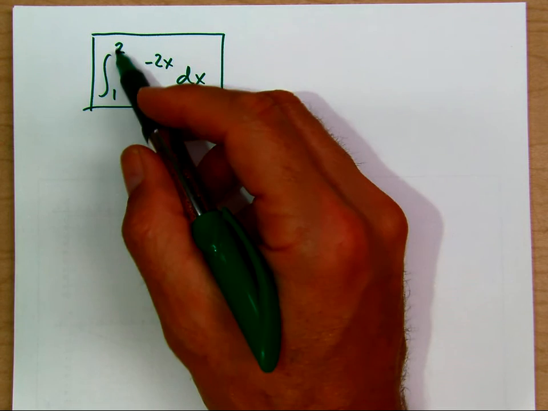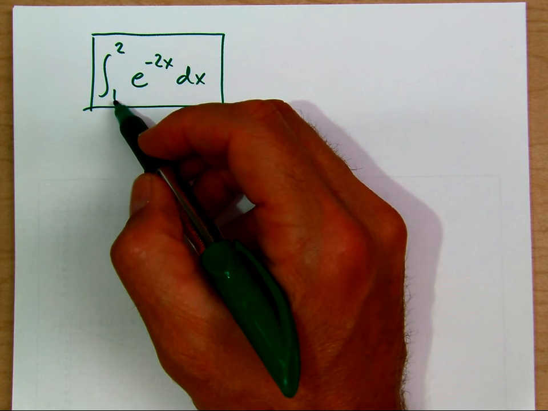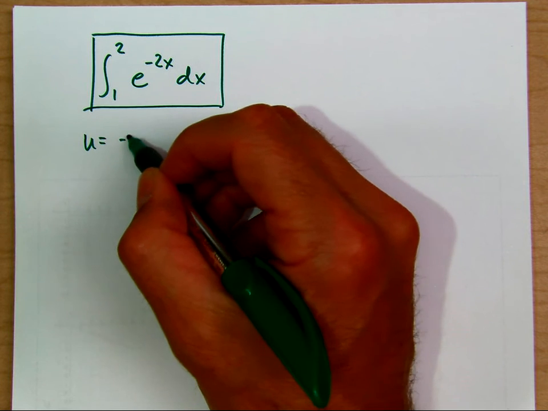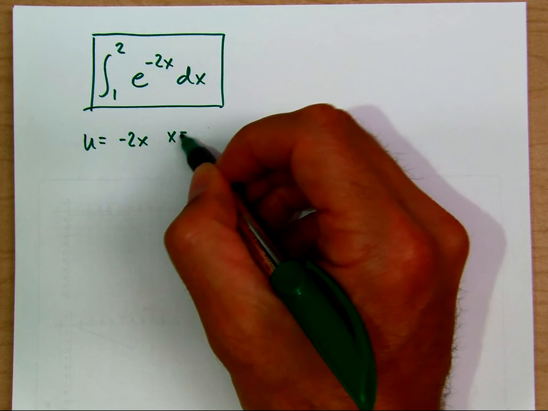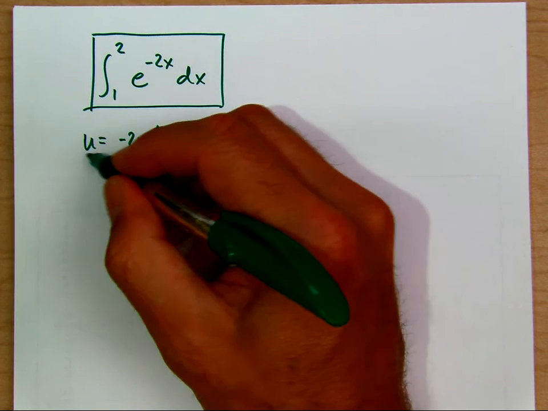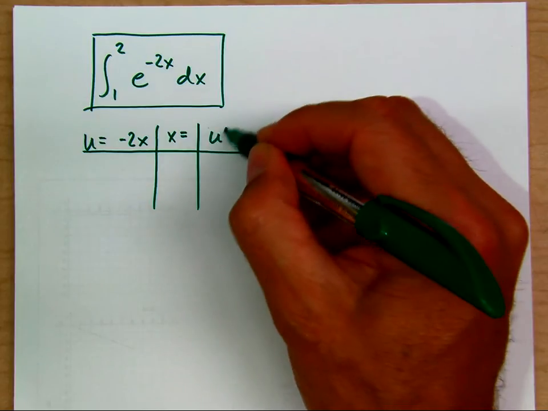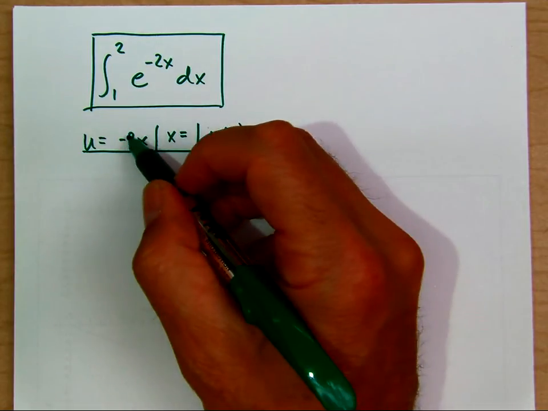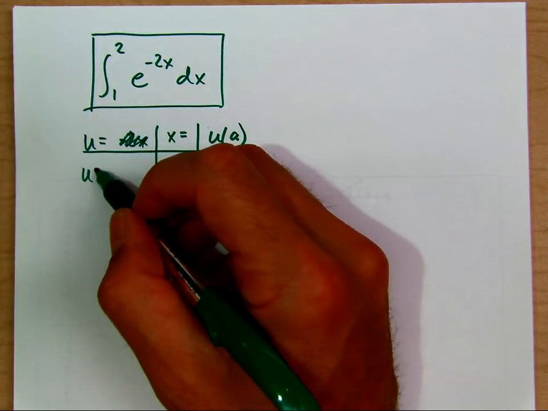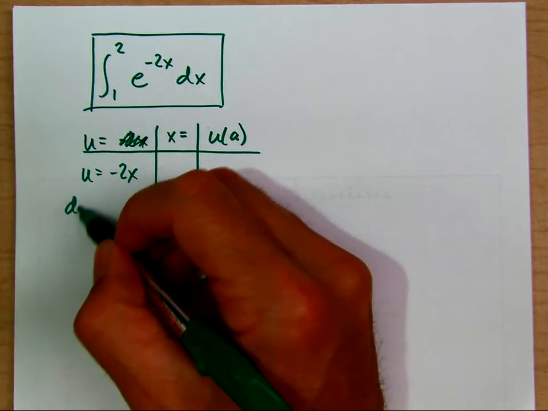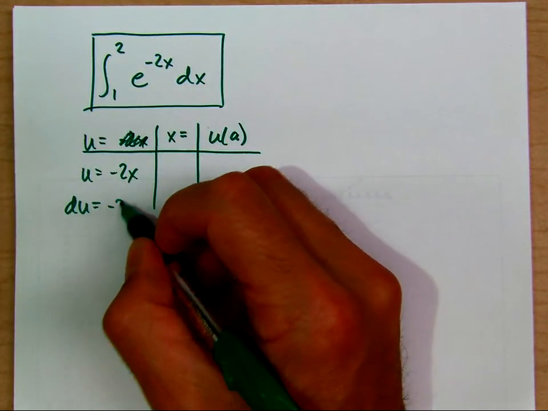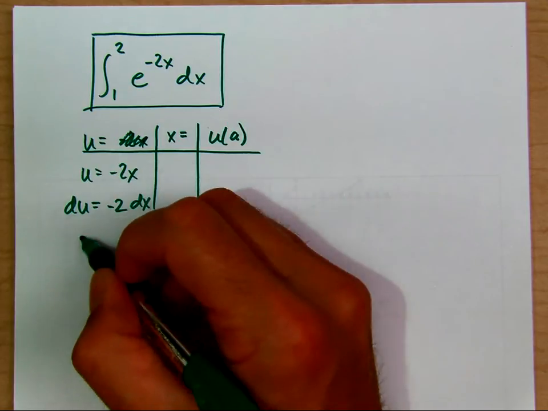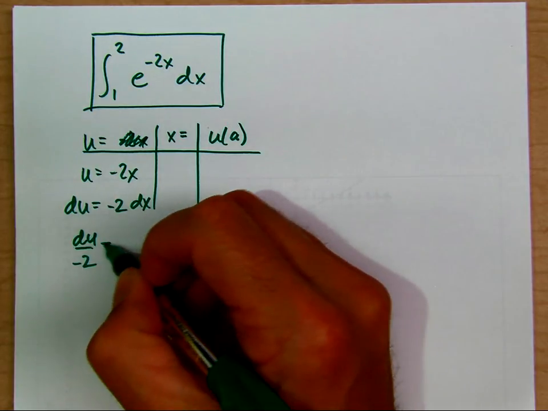All right, now we have limits. It's a definite integral, so when we do substitution, we'll have to remember to evaluate u at the limits. I guess wrong notation there. I would write this down here. Du is -2 dx. Du over negative 2 is dx.